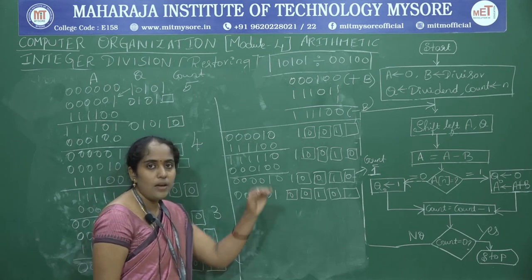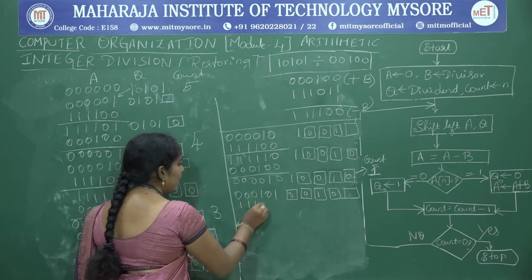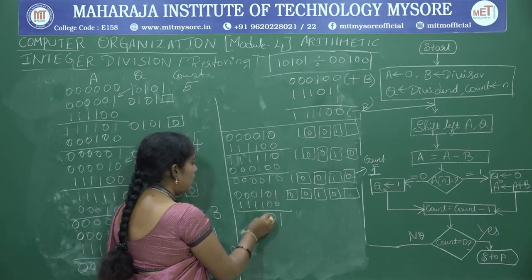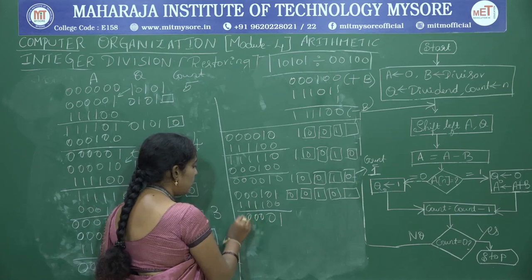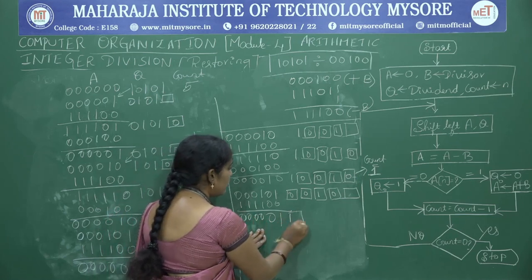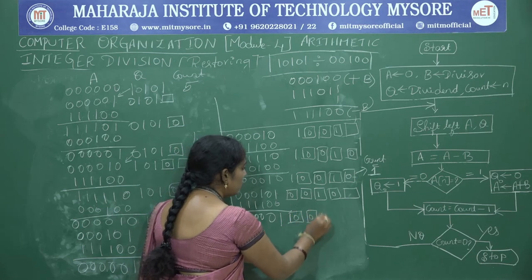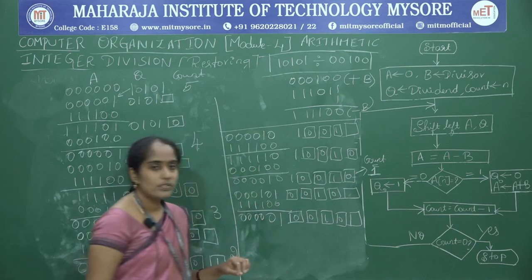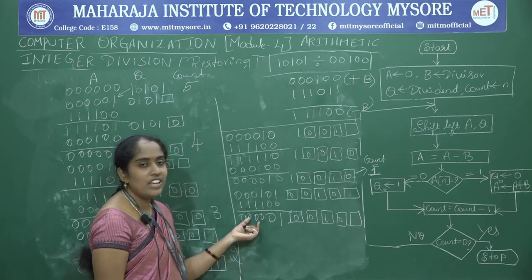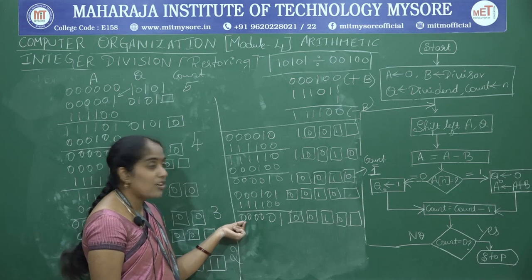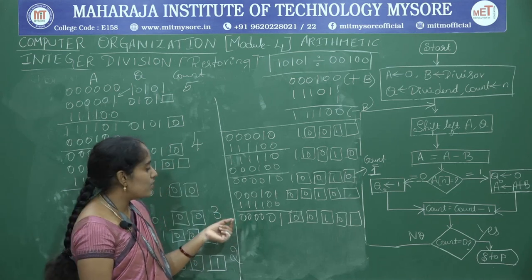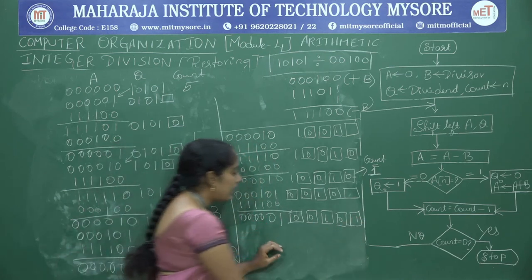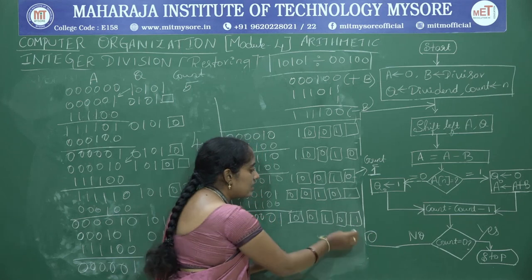So A is equal to A minus B. 1 1 1 1 0 0 is nothing but 1 0 is 1, 0 0 is 0, again 0 0 0 0. So this is also 0 0 1 0 and blank. Okay. Now we check the MSB value. So the most significant bit of A is 0. In that case, you need to set the Q0 value to 1 and decrement the count value. Now count value is 0.